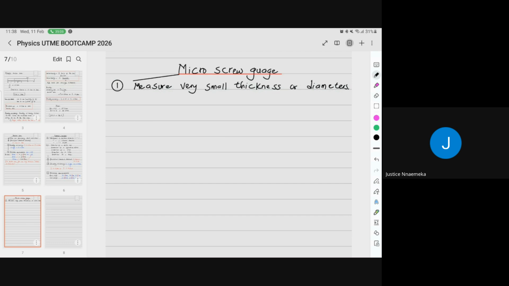For some of us who have written JAMB before, you see questions where they ask, what can I use to measure so and so? Give me a thumbs up. Yeah, you must have seen that kind of question. So if you want to measure very small thickness or diameter, we make use of what?